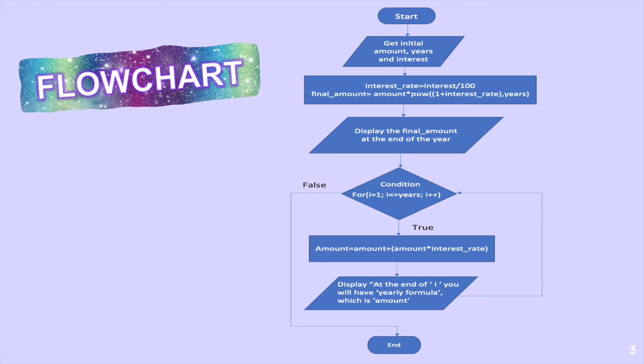So first, I equals to 1, then it will undergo the process, the calculation, as you can see in the shape of a rectangle: amount equals to amount plus amount times interest rate. After that, it will display at the end of I year, you will have the amount which the program has calculated. Then it will update the index, so I is no longer 1, it will become 2 now. So it will repeat the process until I is less than or equal to years. If I is more than years, the condition becomes false, and then it will finally end the program.